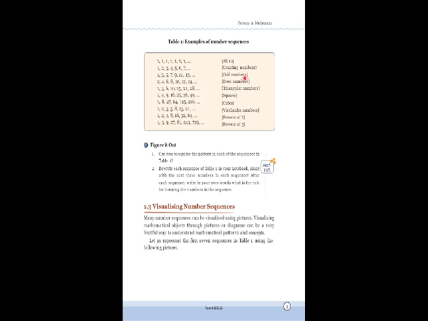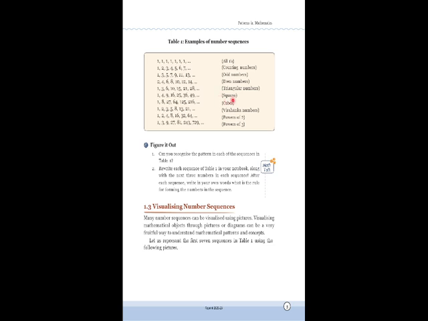Next up are the odd numbers, that is 1 3 5 7 9 11 13 and so on. Next up are the even numbers, that is 2 4 6 8 10 12 14 16 and so on. Then there are triangular numbers, that is 1 3 6 10 15 21 28 and so on.